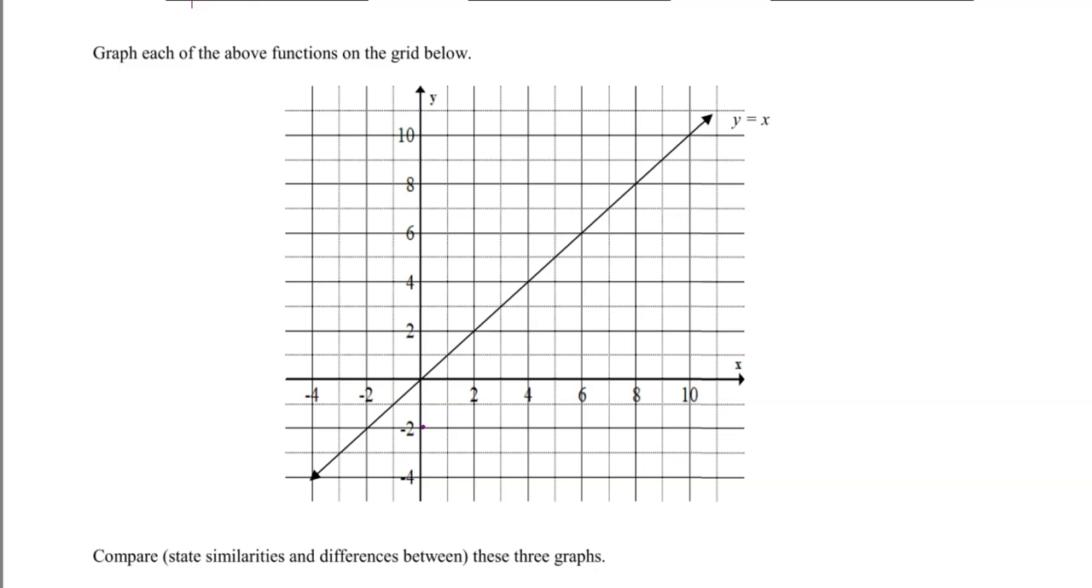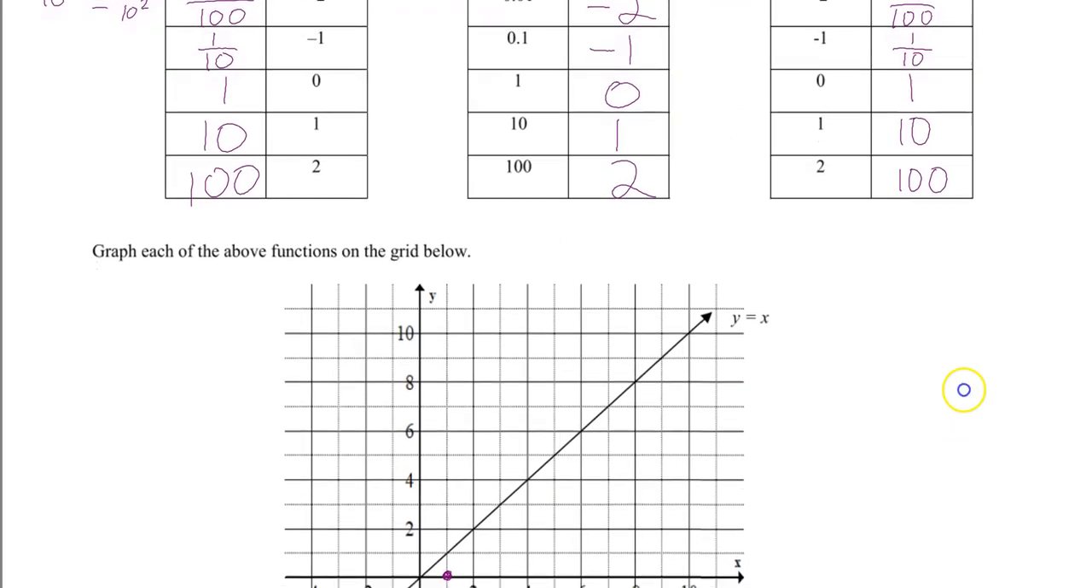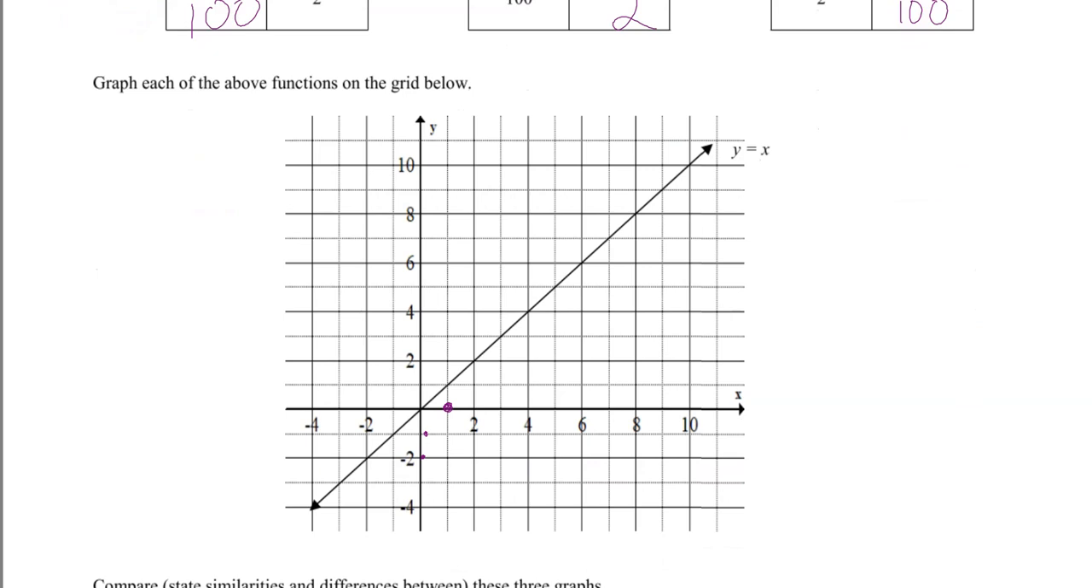Watch the scale on here. The scale is by ones, but the labeling is by twos. So 1, 2, 3, 4. Scale here also by ones, labeling by twos. 1, 2, 3, 4, etc. 1/10 gave me -1. An x value of 1 gave us 0. An x value of 10 gave us 1.